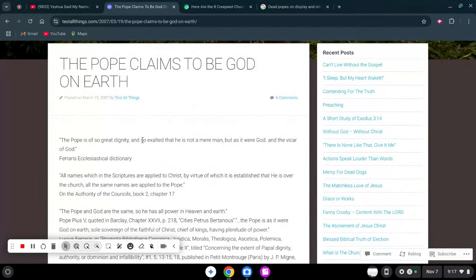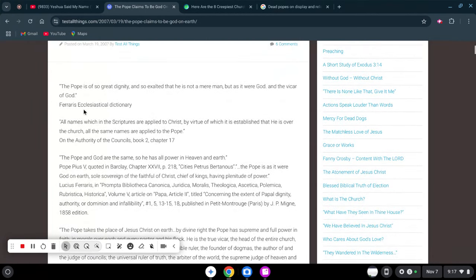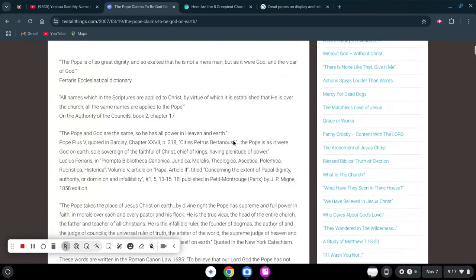I'll read a couple of statements here for you. The Pope is of so great dignity and so exalted that he is not a mere man, but as it were, God and the vicar of God. And it gives the sources here. Now I'll read this blasphemous claim. All names which are in scriptures are applied to Christ, by virtue of which it is established that he is over the church. All the same names are applied to the Pope. And here's your source.